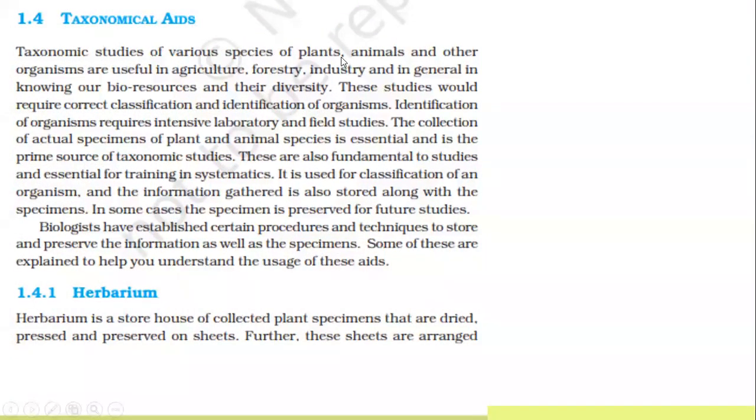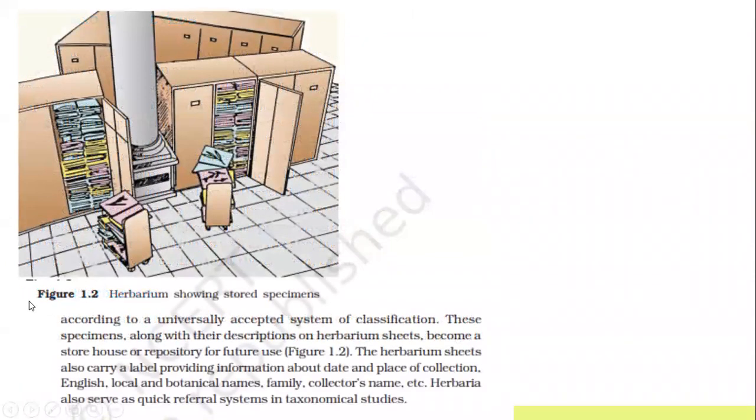Taxonomical aids. Various species of plants, animals, and other organisms are used in agriculture and biodiversity studies. These studies require correct classification. Some of the taxonomical aids are herbarium. What is a herbarium? It's a storehouse of collected plant specimens that are dried, preserved, and pressed on sheets. The sheet contains specific information such as the name of the collector, date and place of collection, English name, local name, botanical name, and the family of the plant for future reference. The label of a herbarium sheet does not carry information on the height of the plant.